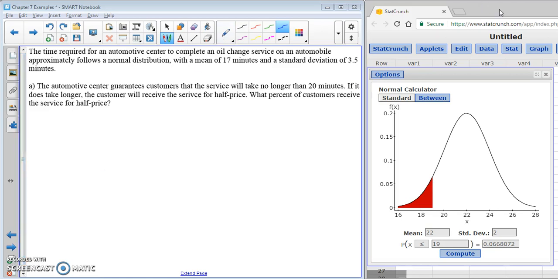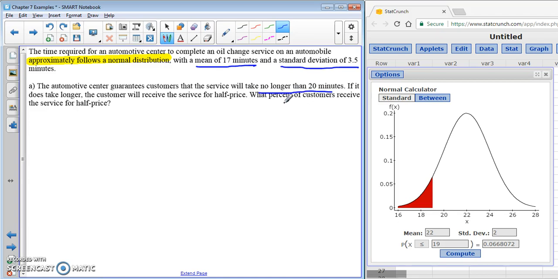So let's point out the important information here. So we have that it approximately follows a normal distribution, which is good, so that we can calculate the probability. We also have that its mean is 17 minutes and its standard deviation is 3.5. And it says the service will take no longer than 20 minutes, and we want to know what percent will receive the service for half price. So we're looking at what percent of customers, so we are essentially looking at the area or the probability.